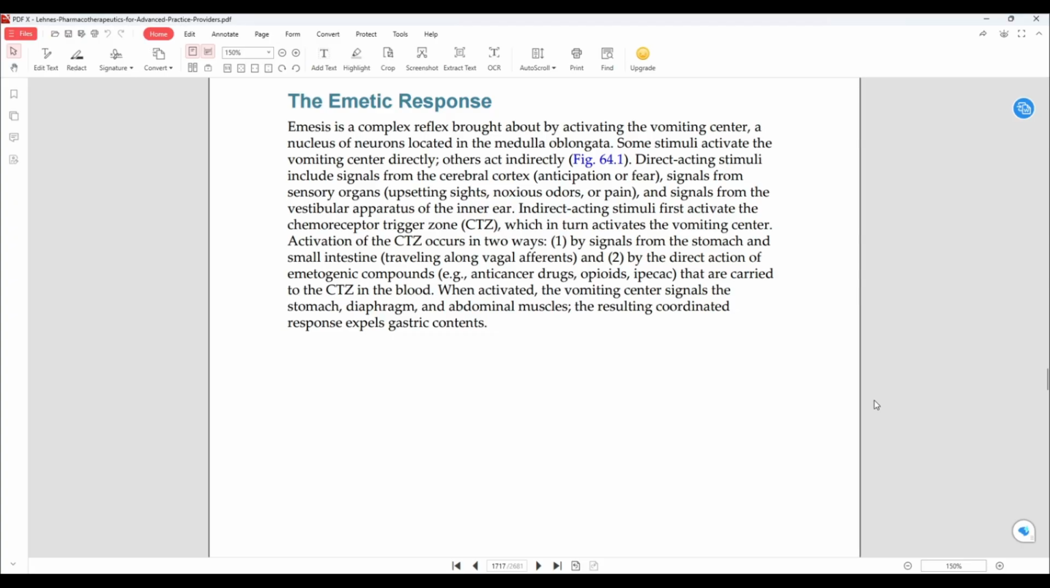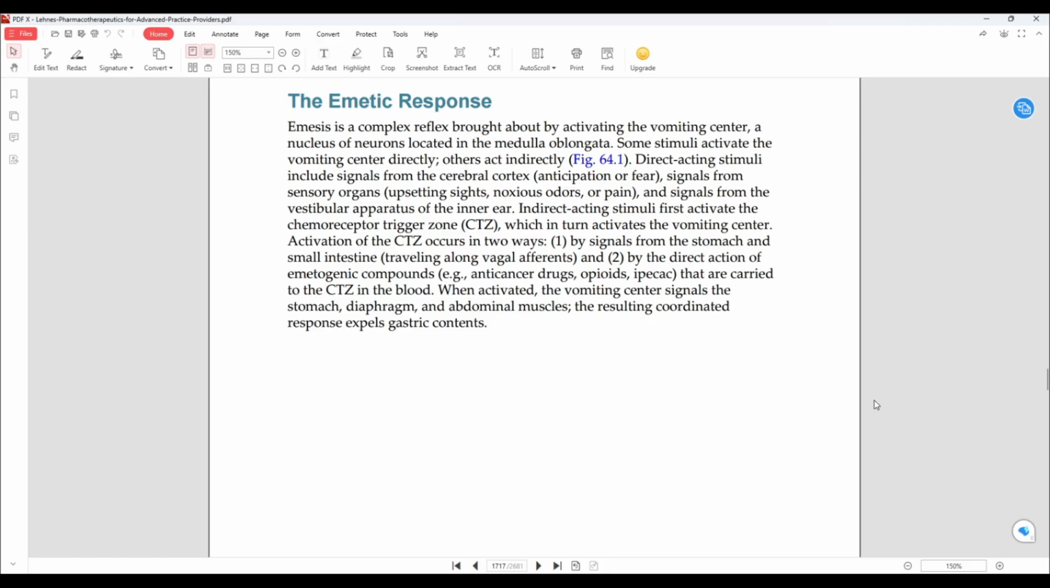Emesis is a complex reflex brought about by activating the vomiting center, a nucleus of neurons located in the medulla oblongata. Some stimuli activate the vomiting center directly, others act indirectly. Direct acting stimuli include signals from the cerebral cortex, the anticipation of fear, signals from the sensory organs such as upsetting sights, noxious odors, or pain, and signals from the vestibular apparatus of the inner ear. Indirect acting stimuli first activate the chemoreceptor trigger zone, which in turn activates the vomiting center.